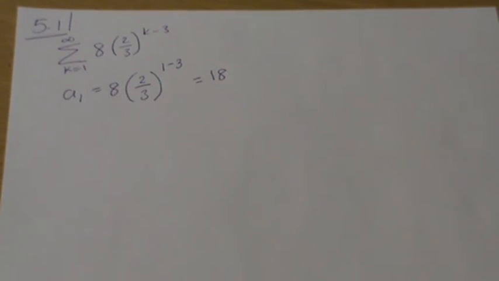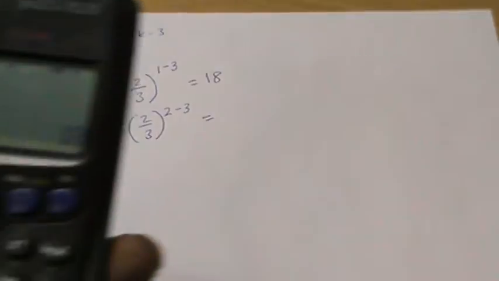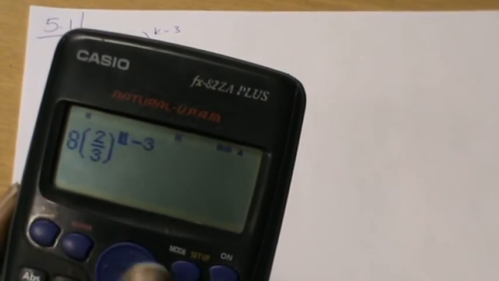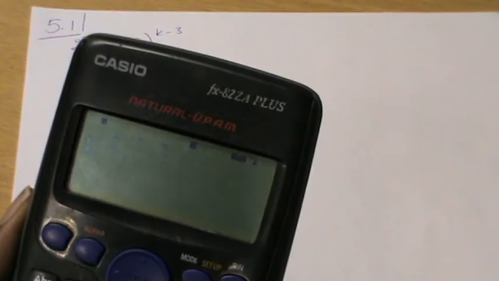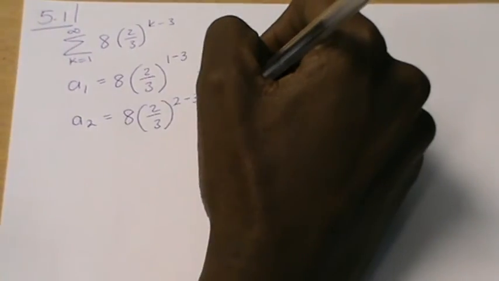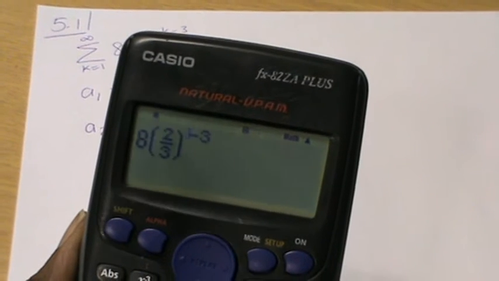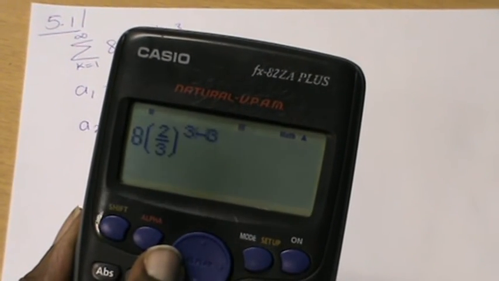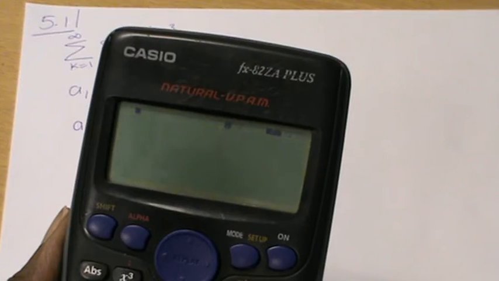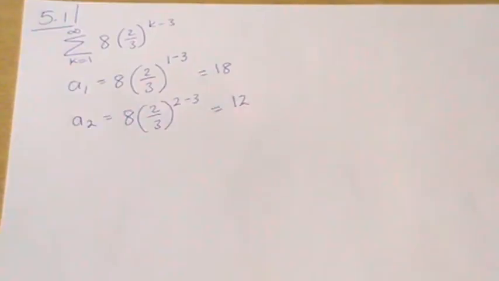Now I need to work out what R is, so I need at least 2 terms, so I can work out A sub 2. So again, this is 8 and then 2 over 3, and now the value of k is 2, so 2 minus 3, and then again I do this on my calculator. Since I typed it in, I will just replace the 1 with the 2, and then I get 12. If I want the next one after that, k now becomes 3, that is my third term. Then the fourth term, that is 4, and then it continues in that manner.